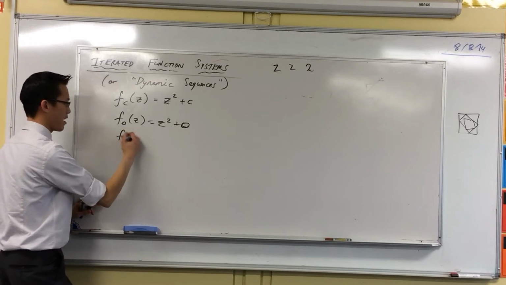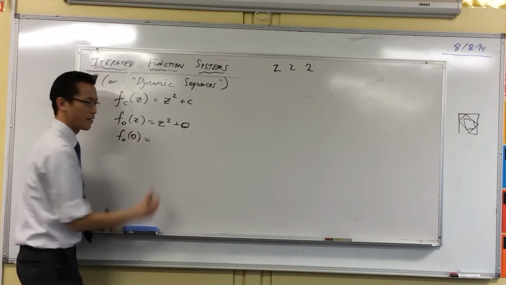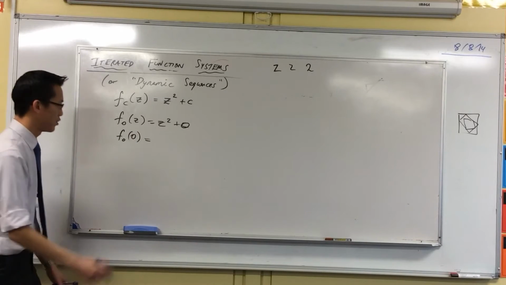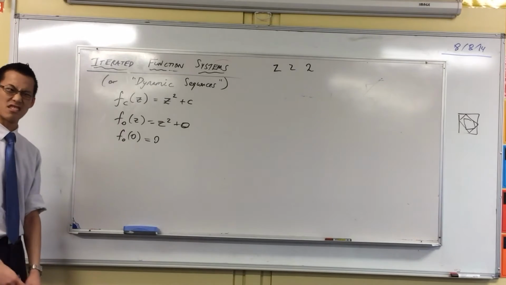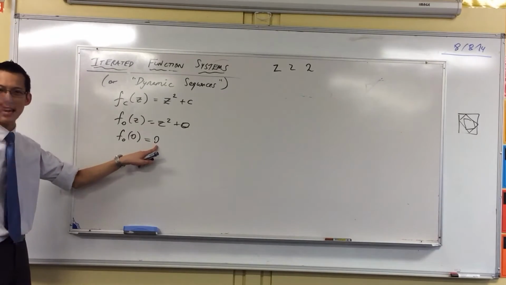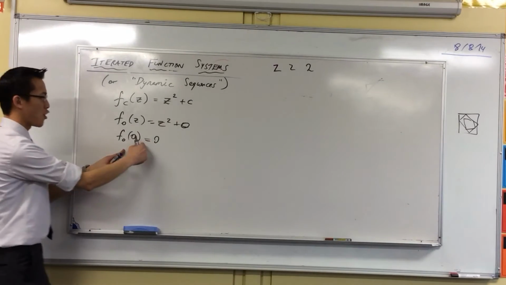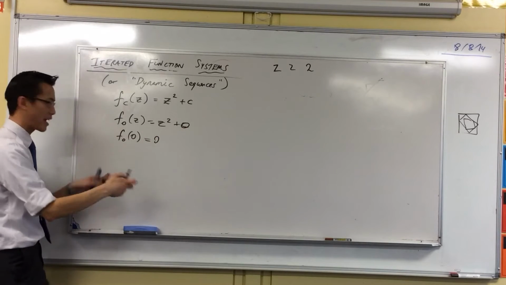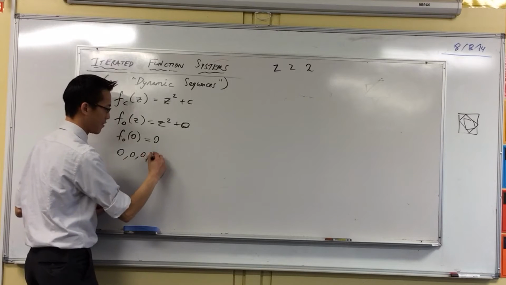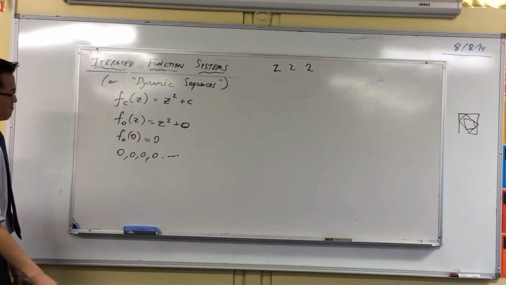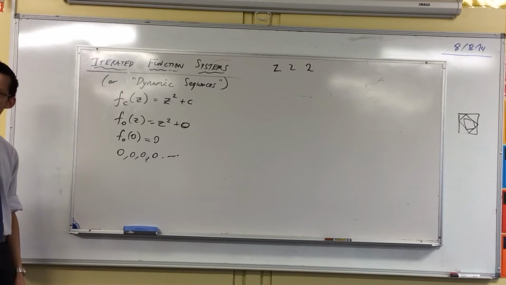If I start with F0 of 0, what do you get? You get 0 squared plus 0, which is 0. You're like, oh, okay, well, that means I've got 0. Now when I iterate, I'm going to go back to this step. I'm going to get 0 again. So this is the sequence that I get out of this. So you're like, okay, not very interesting.